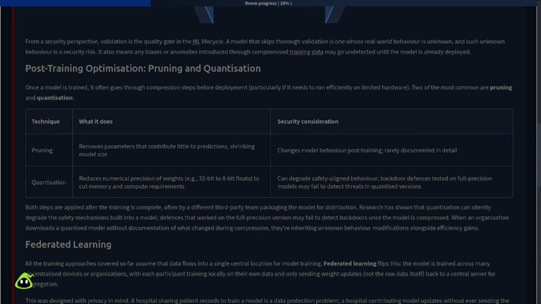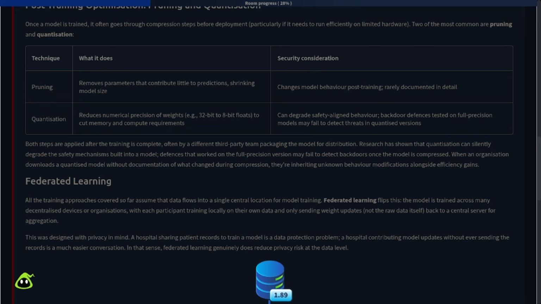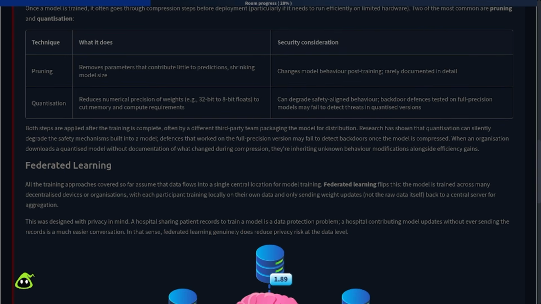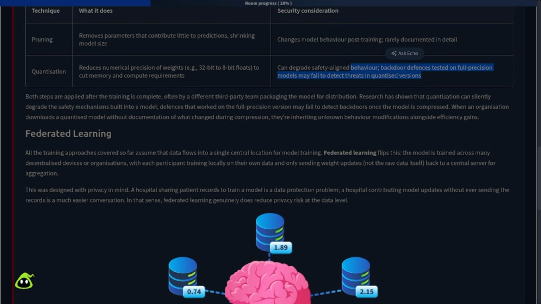Once a model is trained, it often goes through compression stages before deployment, so you need to filter out what you want and what you don't want. Pruning is to remove the parameters that contribute little to the prediction, shrinking the model size, and the security consideration is that it changes model behavior post-training and is rarely documented in detail. Anyways, the other is quantization, which reduces the numerical precision of weights, for example from 32-bit to 8-bit floats, to cut the memory and compute requirements. The security consideration is that it can degrade safety-aligned behavior. Backdoor defenses tested on full precision models may fail to detect threats in quantized versions.